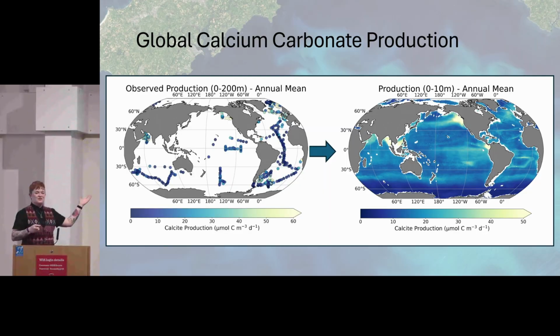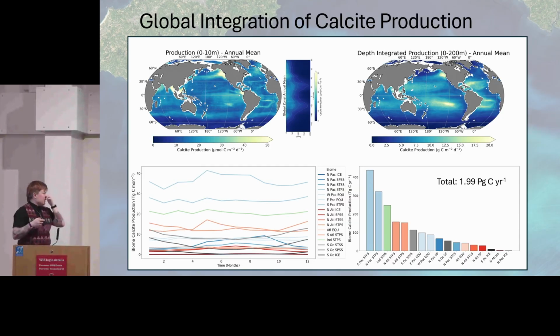So we have observations again from cruises of the rate of this shell production, this calcium carbonate production, and we're taking that and creating, again, our estimates of the global annual mean production. Now, the interesting thing that we've found on this project is previously most of this production has been assumed in the really high latitudes where it's quite cold.